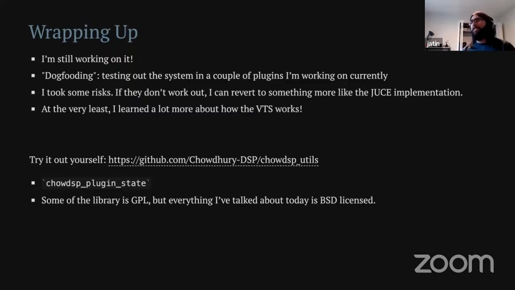So in case you want to try out this way of handling plugin state, this is all part of my library. This library is basically a bunch of JUCE modules, and the JUCE module that you're looking for is called ChowDSP plugin state. I should mention that some of the code in that library is GPL licensed, but everything that I've been showing today should be BSD licensed, and if it's not, let me know, because that means I did something wrong. So you should be able to use this code in pretty much any application you would like.